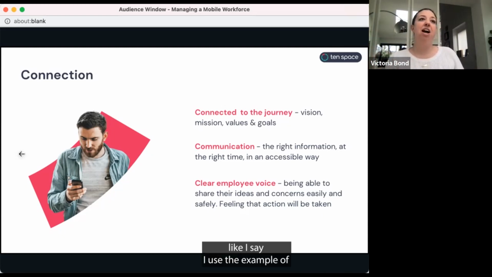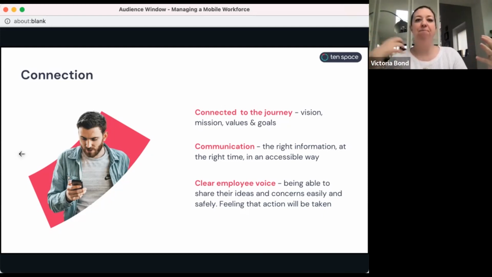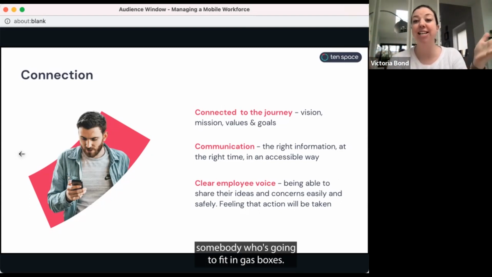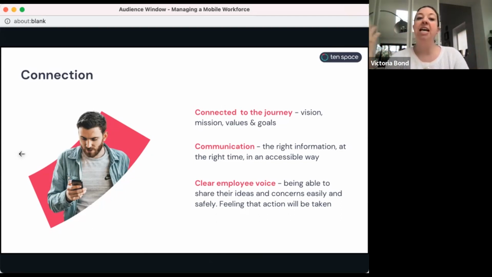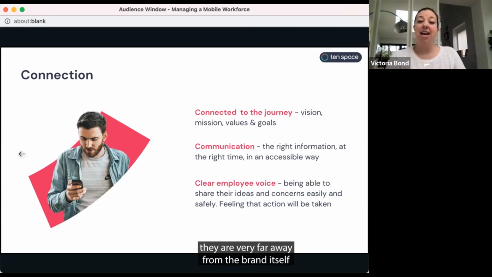like I say, I use that example of somebody who's going and fitting gas boxes. They are out in customers' homes and they are representing the brand, but it might be that they are very far away from the brand itself and the values and the goals, etc. So it's really important that we continue to over-index in that area.